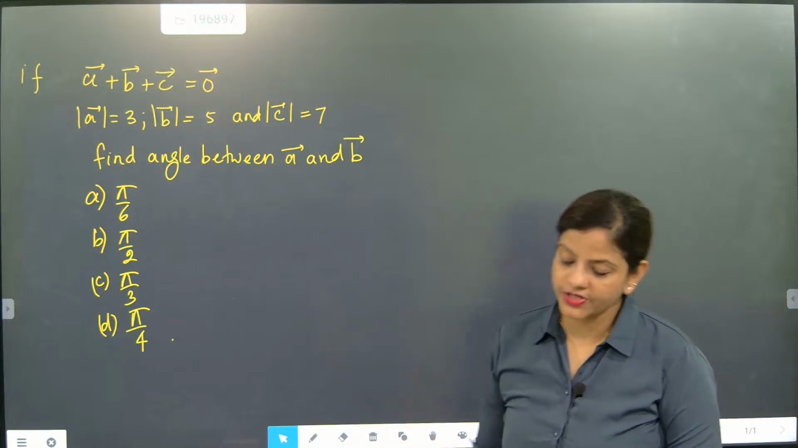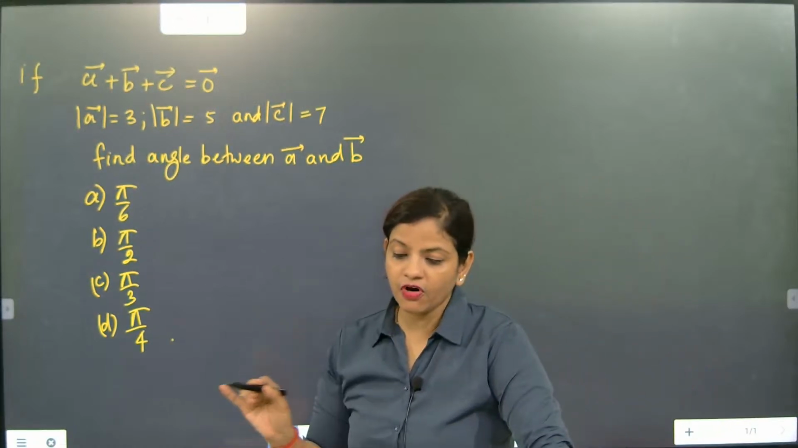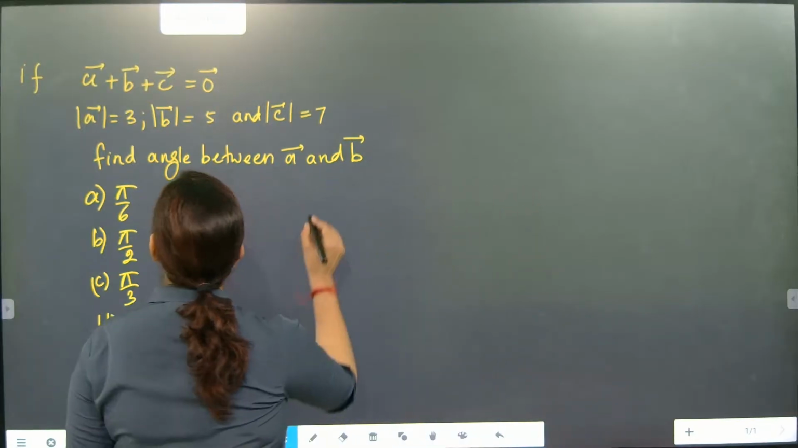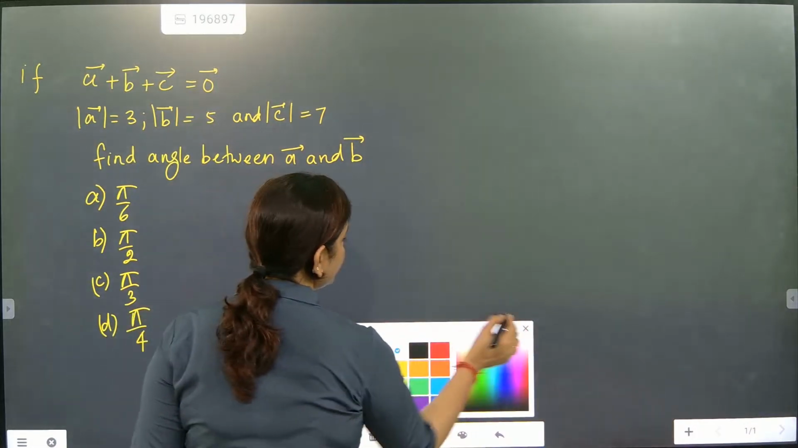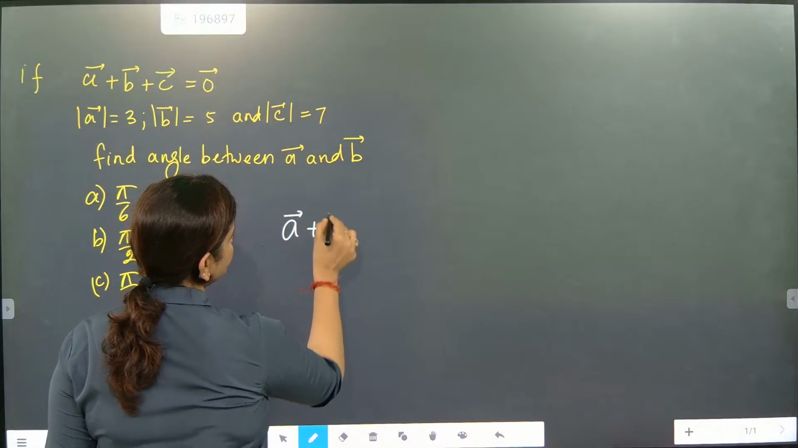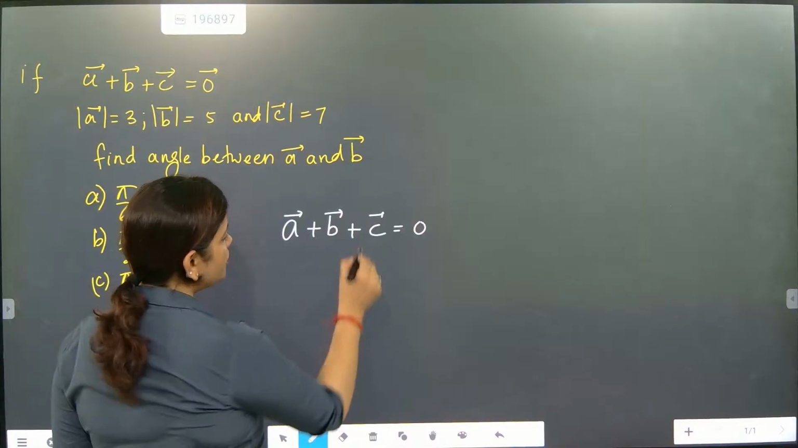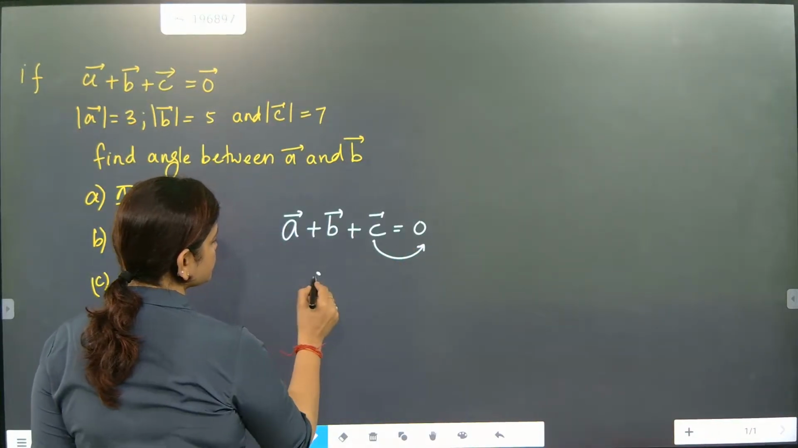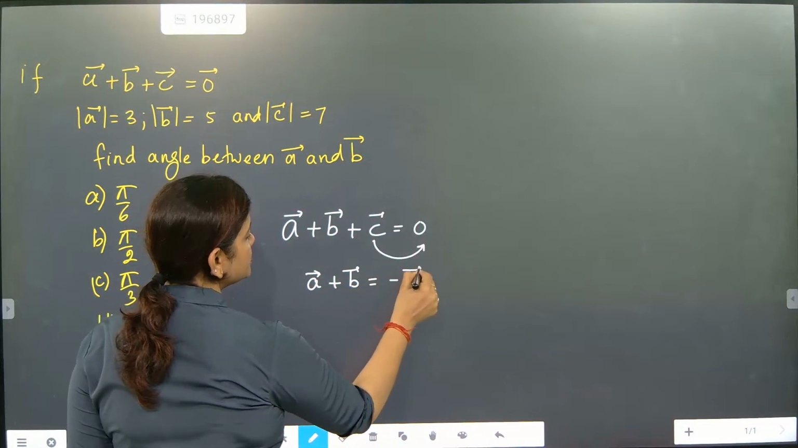Now I'm going to solve the question. Let's see how to solve it, because they have given everything in magnitude form. So when magnitudes are given, how do we handle the question? Now look here, beta. We start with A vector plus B vector plus C vector equal to 0. We will shift this to this side. It will become A vector plus B vector is equal to minus C vector.